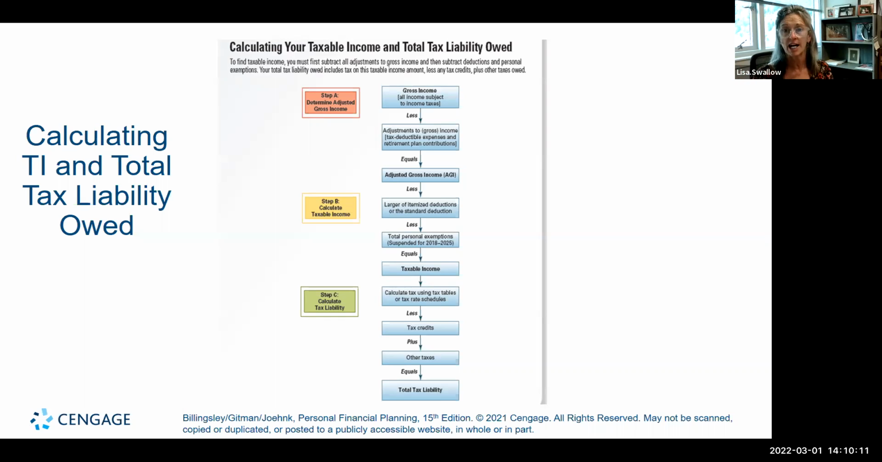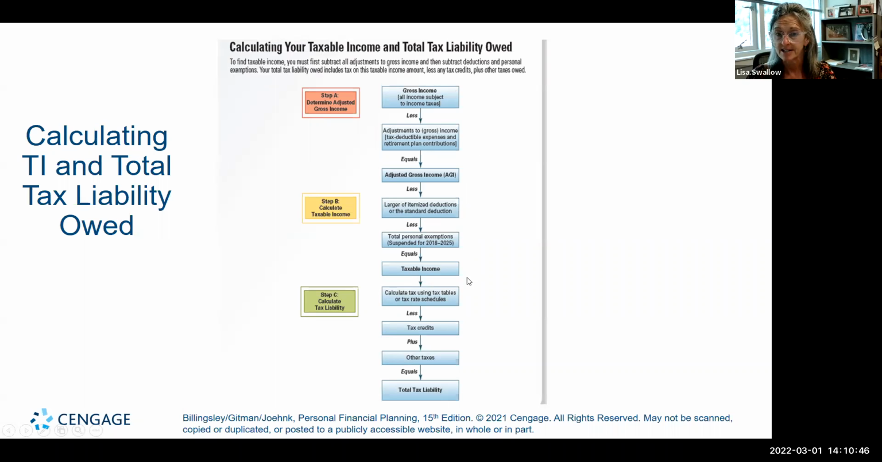So gross income: your W-2s, rental income. If you're self-employed, you have a little side gig, you have a landscaping business in the summer or something, that's all your gross income. Adjustments, things like IRA contributions, HSA contributions, student loan interest, take us to AGI. Then we subtract a standard deduction that depends upon whether you're single or head of household or married filing jointly.